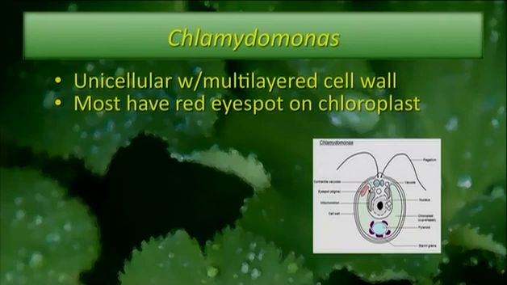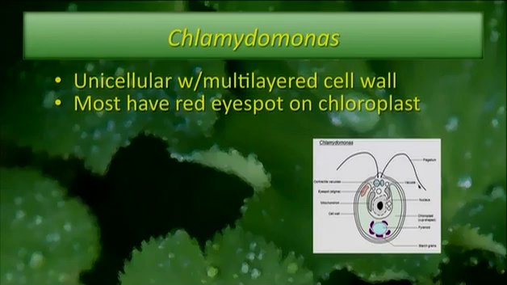And here's this cup-shaped chloroplast here. They also have pyrenoids. Pyrenoids are a proteinaceous structure that function in synthesizing starch. Here's the nucleus. Here are the vacuoles, the contractile vacuoles. And here are the flagella.